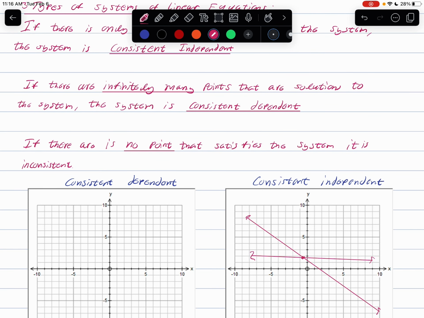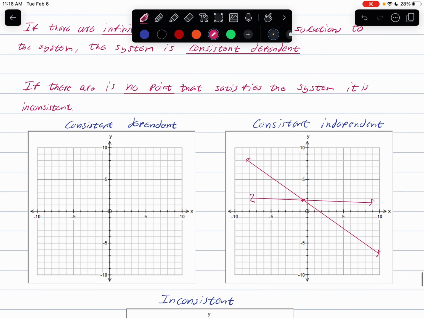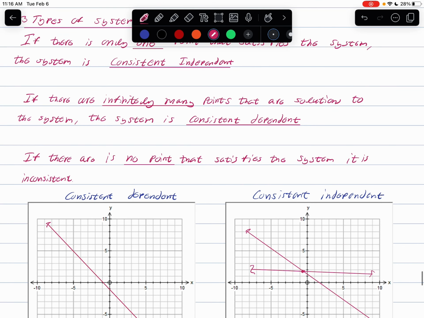Let's say there are infinitely many points that are solutions to the system. Then we say the system is consistent dependent. What you're really looking at here is possibly two different expressions of the same line. There are two lines that effectively perfectly overlap with one another, so they have an infinite number of points where they intersect. That would be considered a consistent dependent system of linear equations.